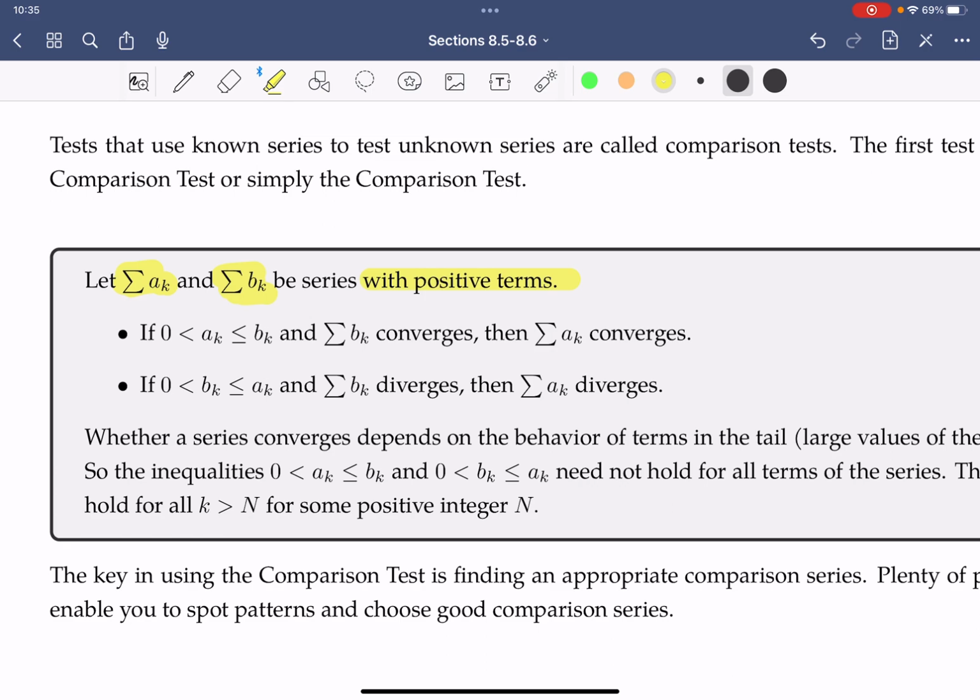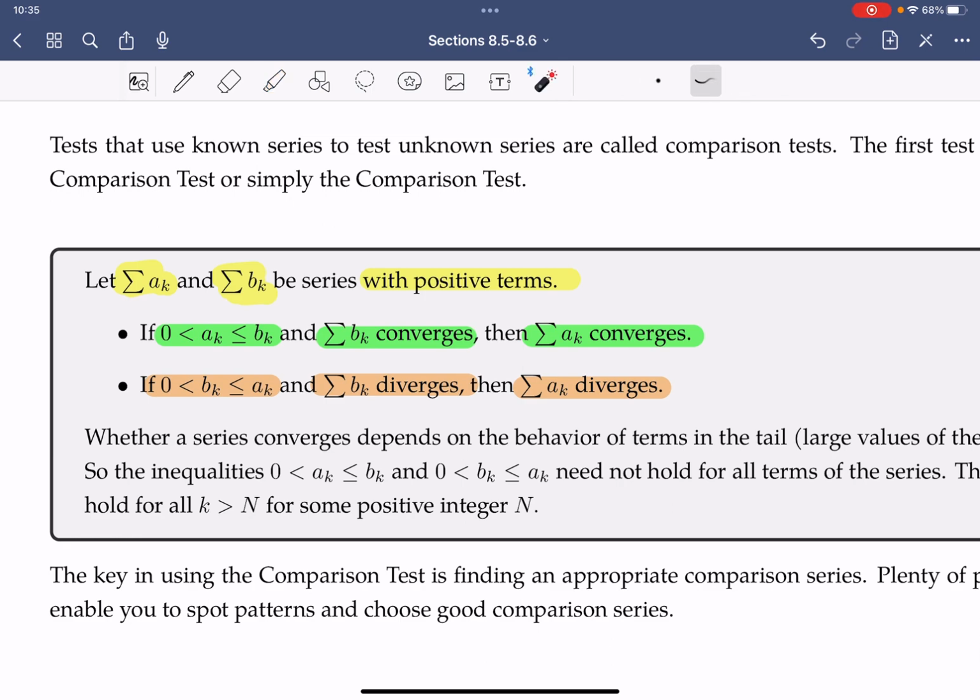So the statement says that if you have the inequality 0 less than A subscript K less than B subscript K, and you know that the summation B subscript K is convergent, then you can conclude that the summation A subscript K is also convergent. That is the first statement. The second statement is if you have B subscript K less than A subscript K and you know that B subscript K diverges, then you can conclude that summation A subscript K diverges. So this is how it works.